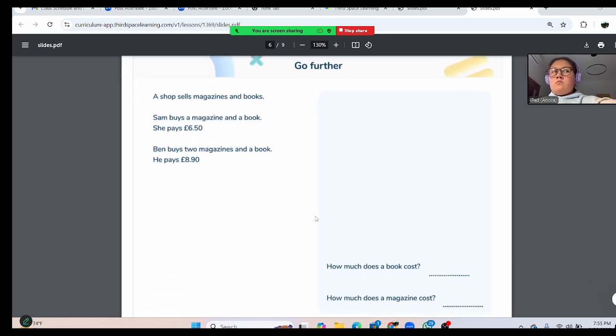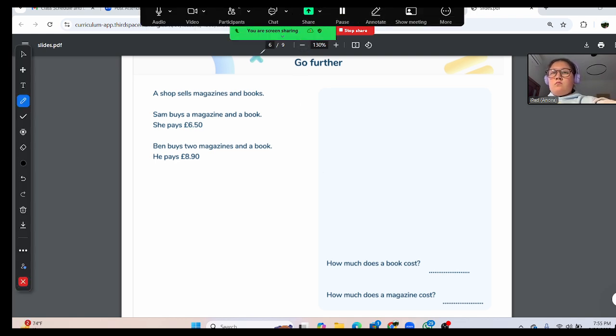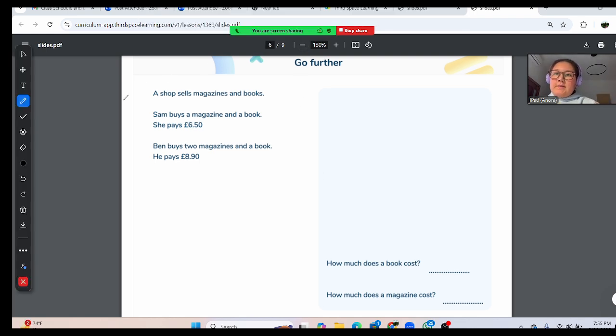So there is this question, please read it. The shop sells magazines and books. Sam buys a magazine and a book. She pays £6.50. Ben buys two magazines and a book. He pays £8.90. How much does a book cost? First draw the bar graph, I mean sorry, bar model.